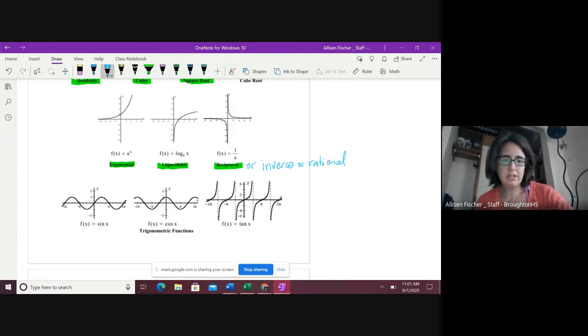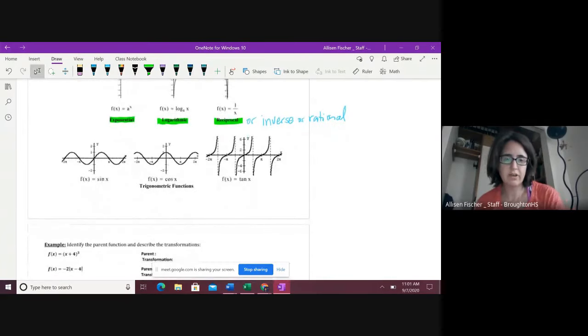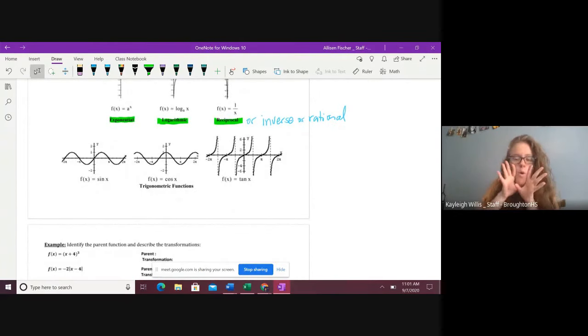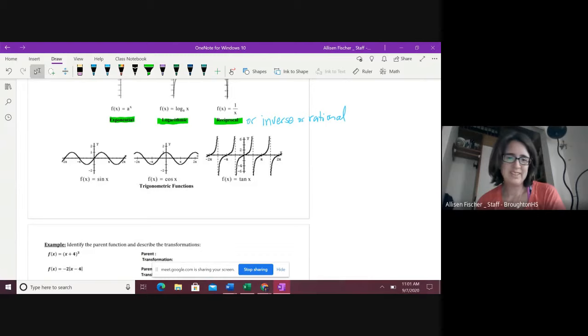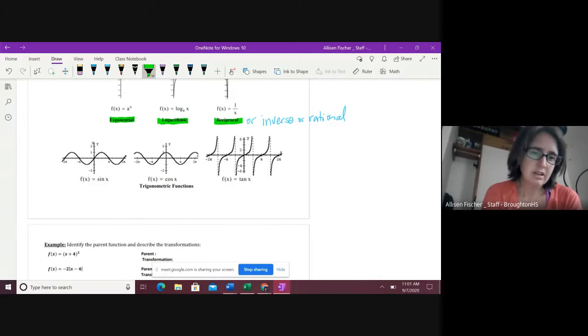All right, then our last group here are the trig functions. My favorite. Woo-hoo. I like the trig functions too. The only two that you have been exposed to so far are sine and cosine. And if you look at them next to each other, you see that they look very familiar.